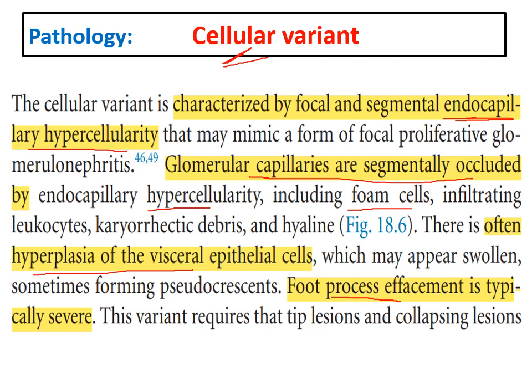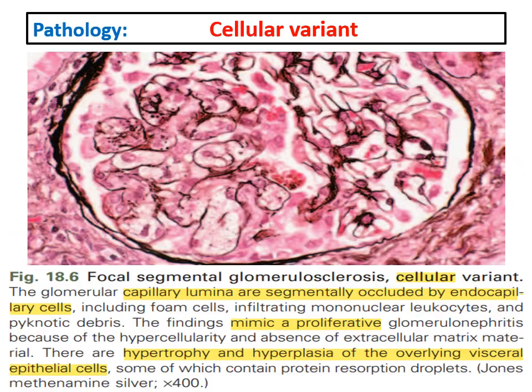And foot process effacement here is more severe in the cellular variant. So to conclude, in the cellular variant, from its name, there is cellular proliferation. There is hypercellularity in the endocapillary cells. This proliferation will lead to more occlusion of the glomerular capillaries. Usually there is more hyperplasia of the visceral epithelial cells, and the podocyte effacement is usually more severe than other types.